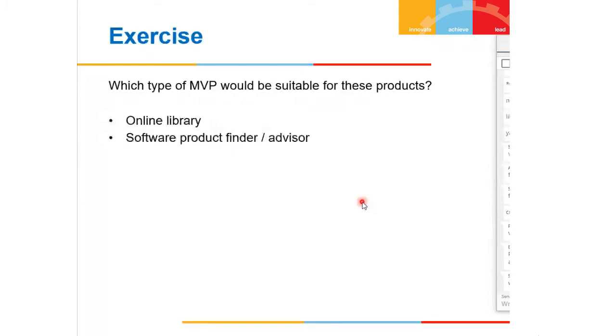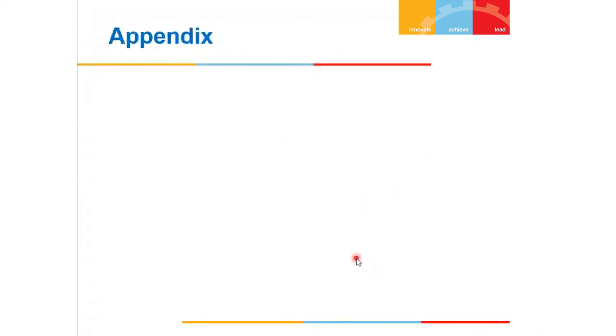And later on, you can even automate this with AI and ML to give the correct advice to the small and medium enterprises who are trying to buy a product. So what kind of MVP do you think will be suitable for this kind of scenario, for this kind of a product, and why? More importantly, why? So with that, we come to the end of this particular topic on how to create an MVP.